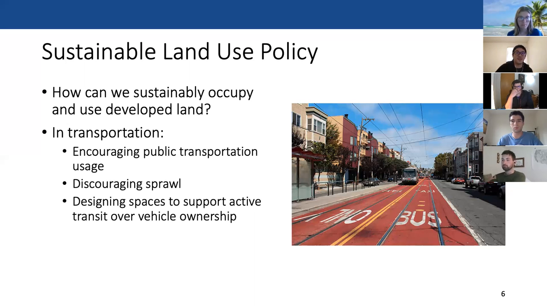Yeah, I guess, does anyone have any particular thoughts about these types of policies, or should I say, concerns that you've thought about with these types of policies?